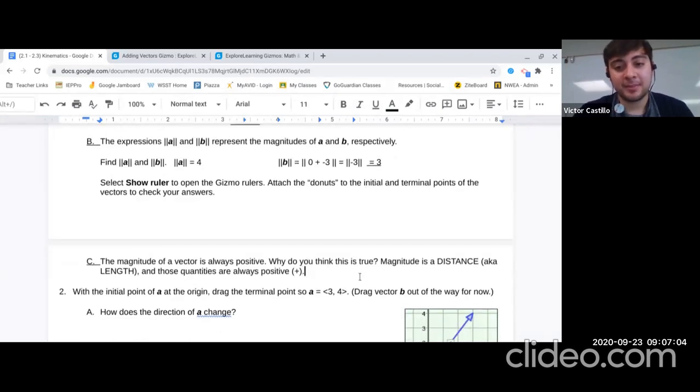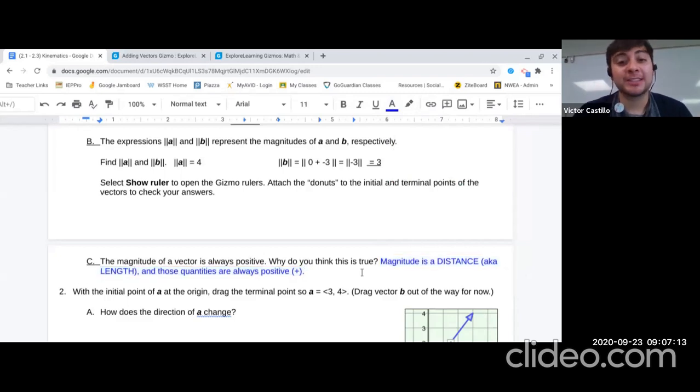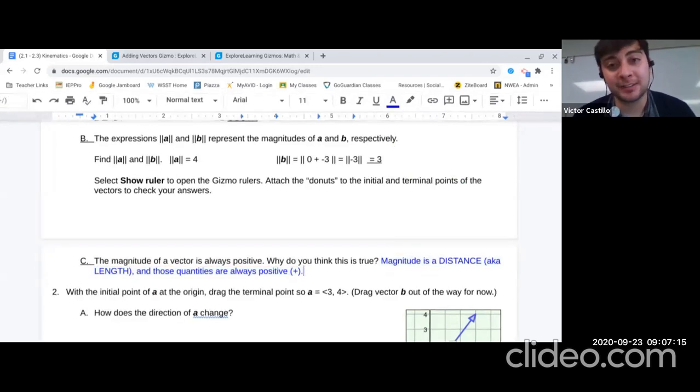Okay? So magnitude is distance, also known as length, and those quantities are always positive. When you go towards a distance, it's always going to be a positive number. So think of distance as always a positive number.